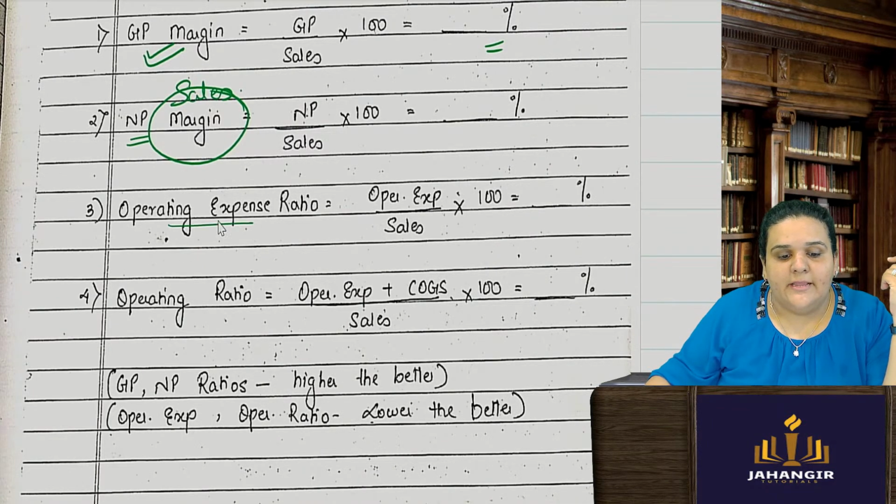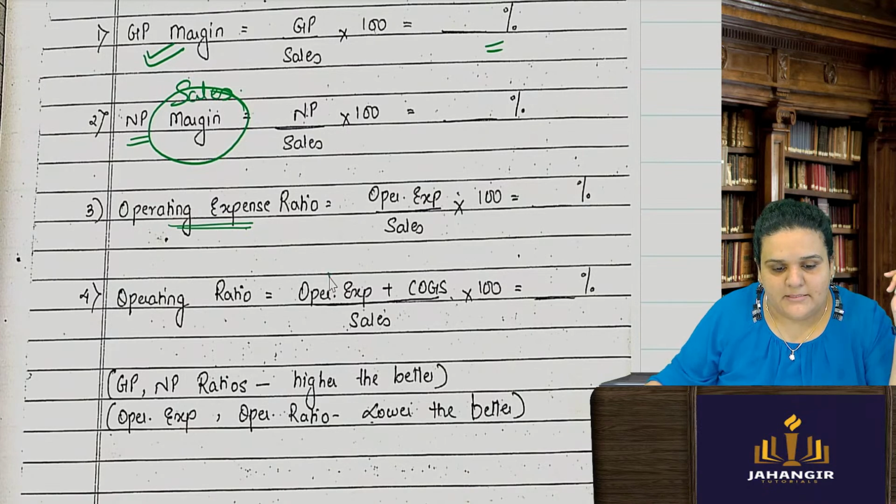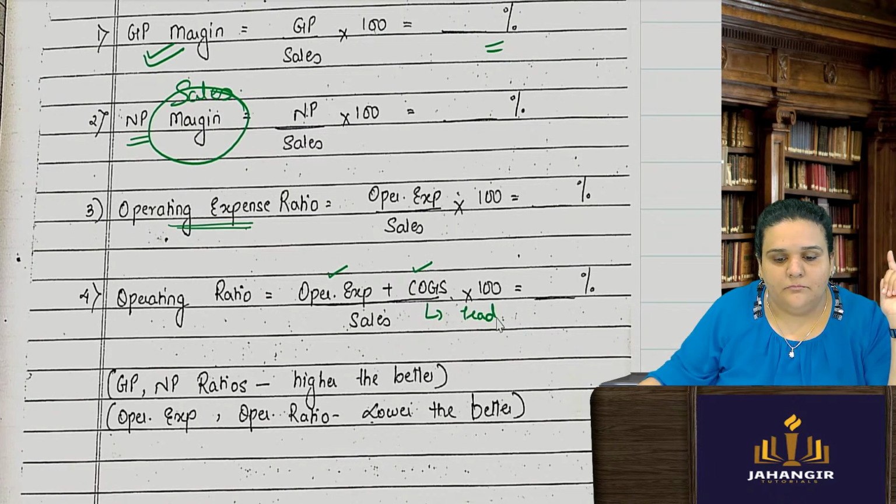How much are the operating expenses? In a given business there can be operating expenses, other financial expenses, investment expenses, different types of expenses. But if I am concerned with operating expenses and I want to find the margin, how much are the operating expenses to my sales? It will be operating expenses upon sales into 100. And what will be the operating ratio? Operating ratio will include both: operating expenses plus the cost of goods sold, which we do in the trading account.